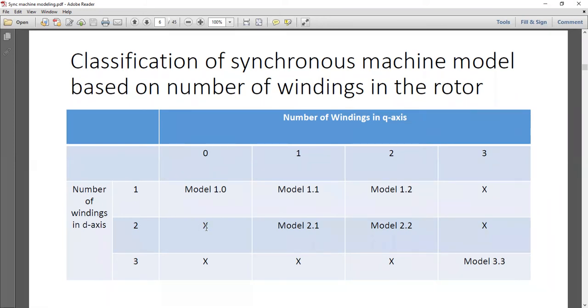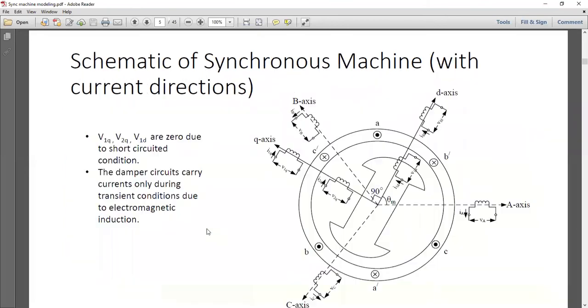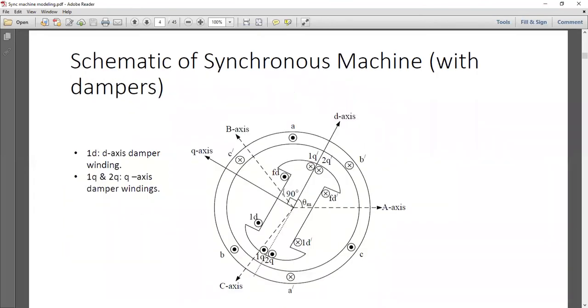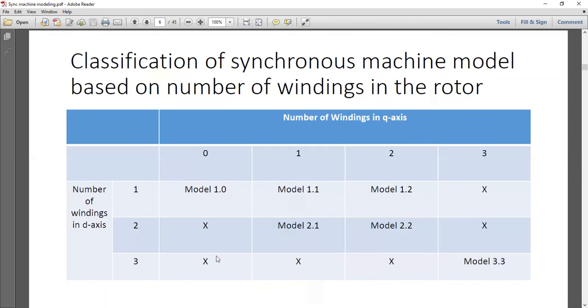What would it look like? 2.0 means you have added one set of damper coil in the d-axis, but none in the q-axis. So that is not acceptable. As soon as you add one set of coil in the d-axis, you have to add another set of coil in the q-axis. So there are some combinations which are not acceptable.